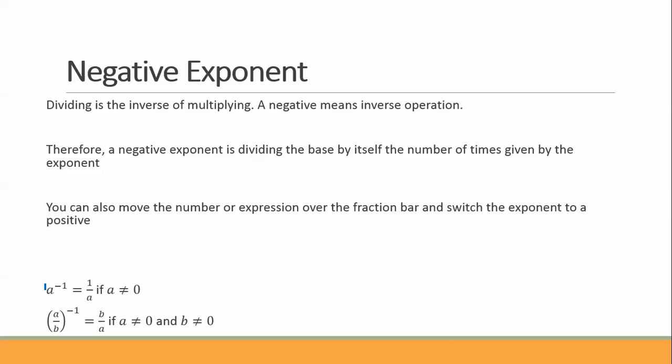So this is what you want to remember. A to the negative 1 is equal to 1 over a. If you have a fraction, a over b to the negative 1 is equal to b over a, as long as we don't make any denominators 0. That doesn't go well.